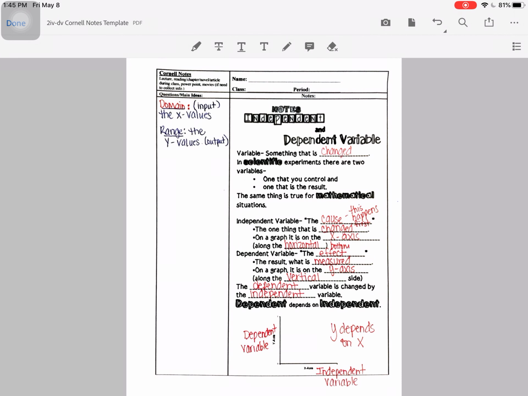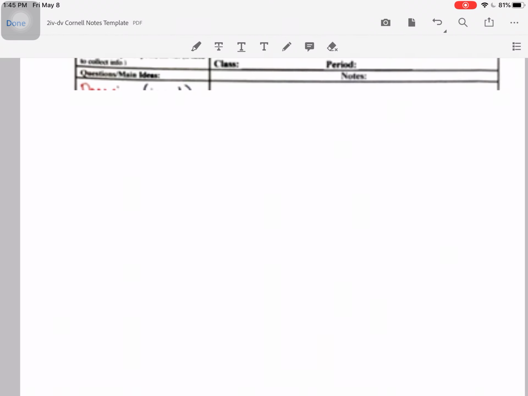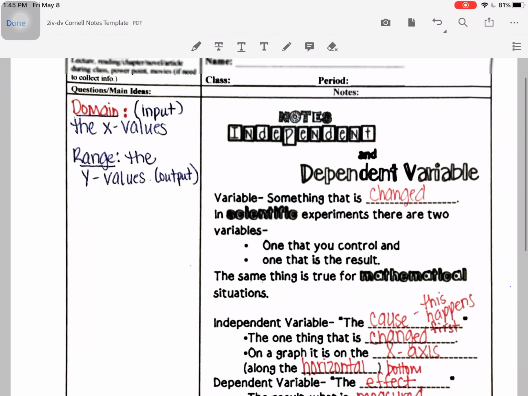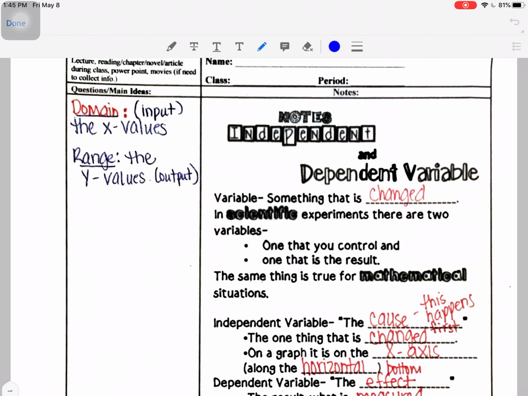All right, guys, your notes today are on independent and dependent variables. Before we begin, we have two definitions that I need you to know that's going to help you with your handout. They are domain and range. Domain is your X values, which is also known as the input value. And then range will be the Y values, that's also known as the output values on your input output table.